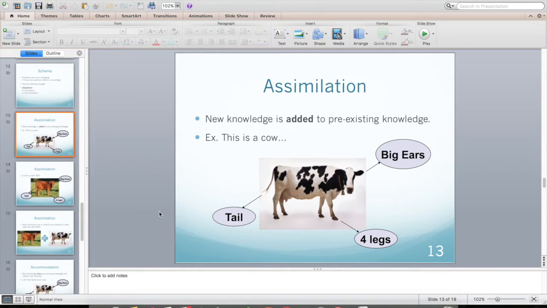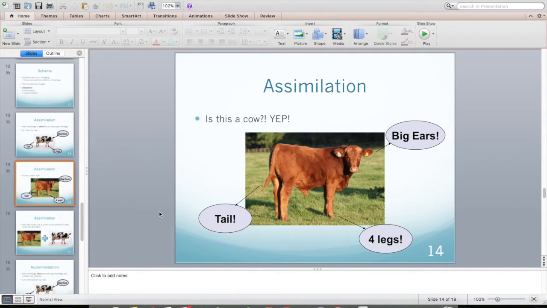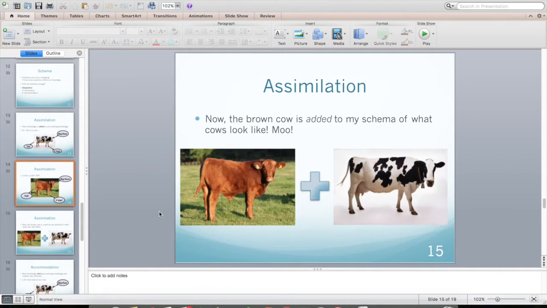So if we look at this cow example, I have these 3 things that I know about a cow, right? And I can also assume from this picture that cows must also be black and white. But when I see a brown cow for the first time, I look at my mom and I say, hey, is that a cow? And she says, yep. And I'm like, okay, well, that must mean that cows can be brown and black and white. And so in my box about cows, I now put that a cow can be brown or black and white. And it has been assimilated into the same box. All right.